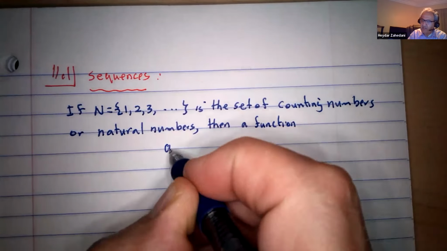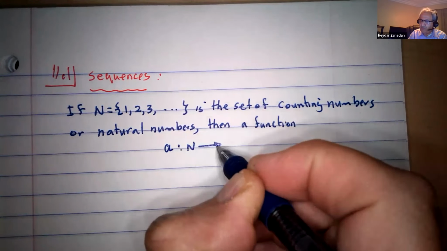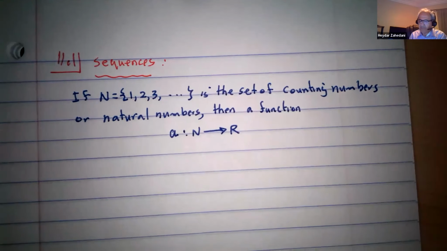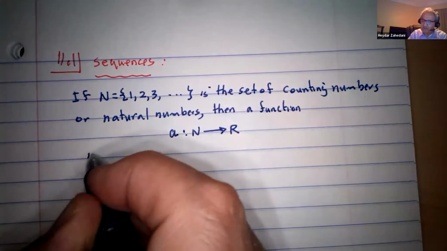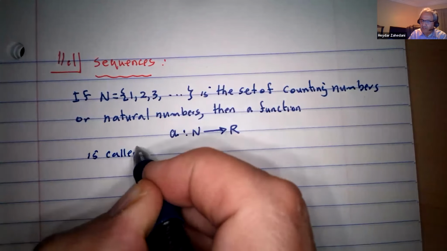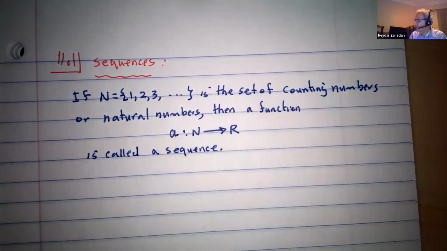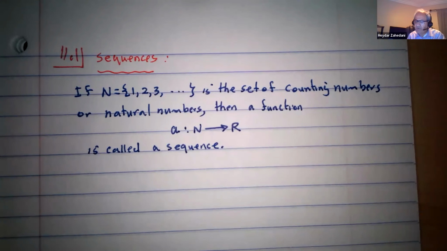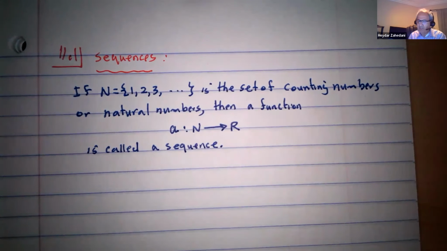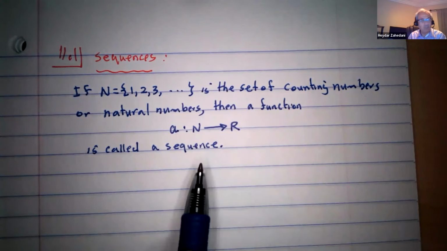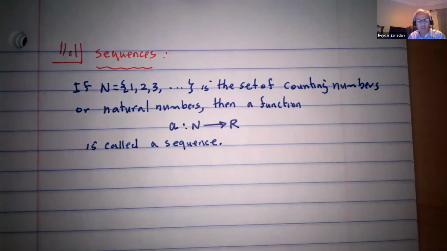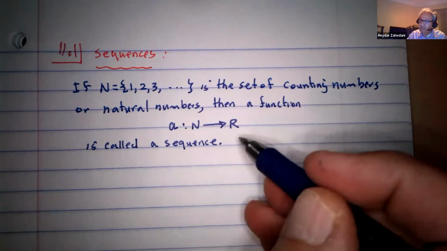A function A from the natural numbers into real numbers, this function is going to be called a sequence. So the domain of all the sequences is going to be the natural numbers. And since the domain is always the same, we are going to use a special notation. We are going to denote the terms of the sequence by its range, if you like. So note that.